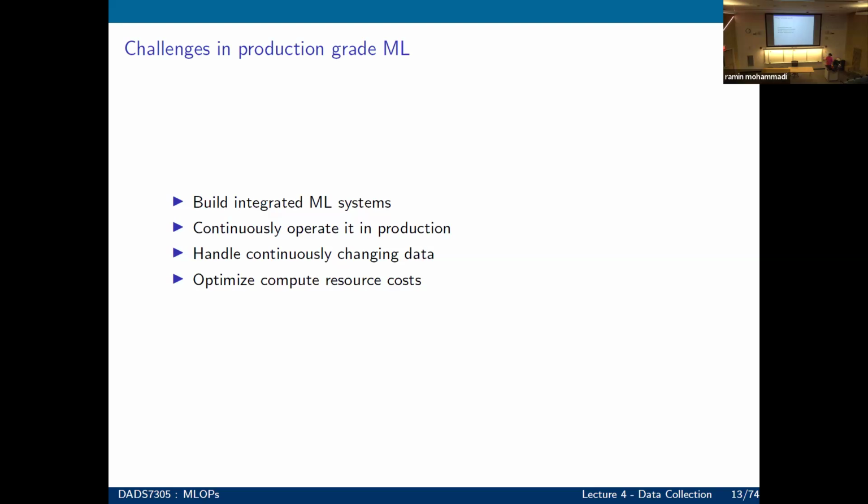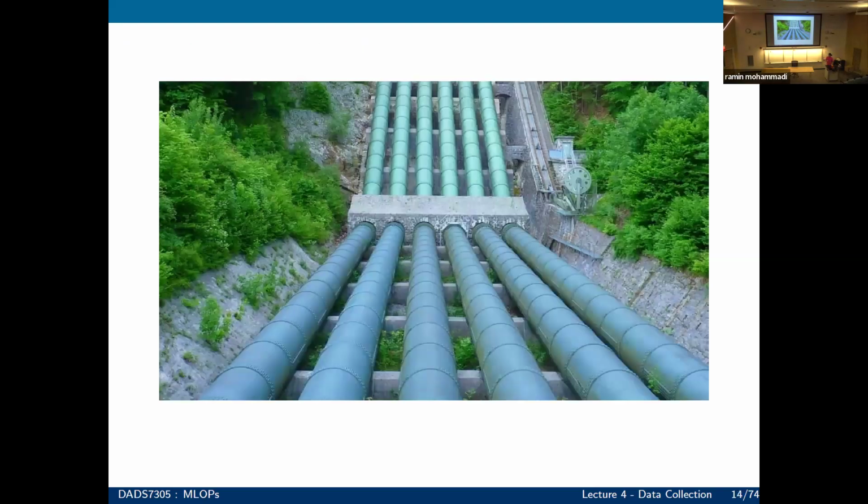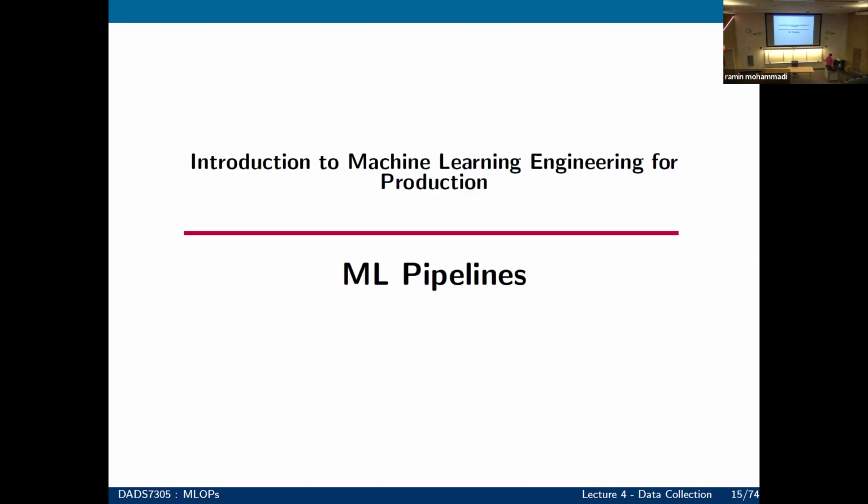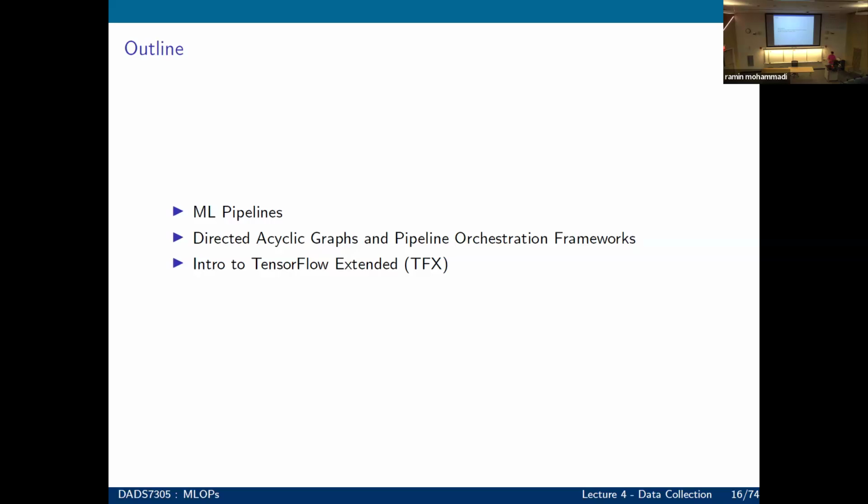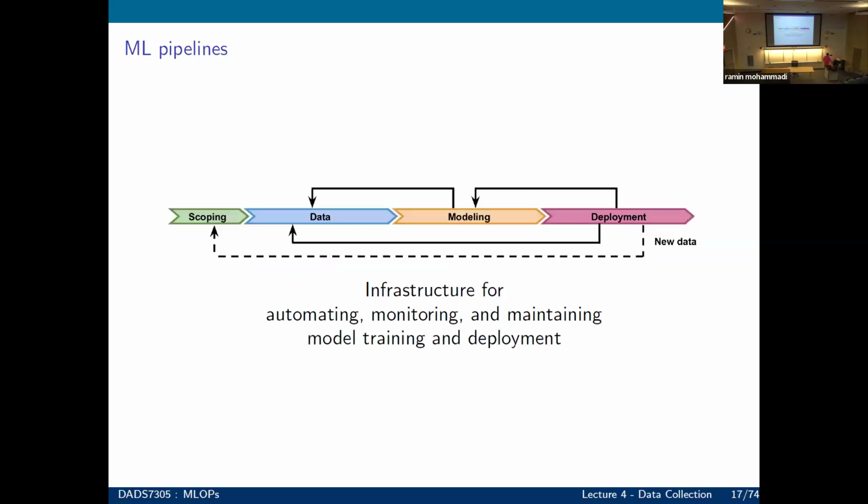And then finally, optimize the compute resources that you have. Now, this is just supposed to be an ML pipeline for you. When you build this pipeline, data goes through, and it comes out somewhere. When we talk about an ML pipeline, the definition is an infrastructure for automating, monitoring, and maintaining model training and deployment. Now, this entire pipeline that you see here is an ML pipeline.